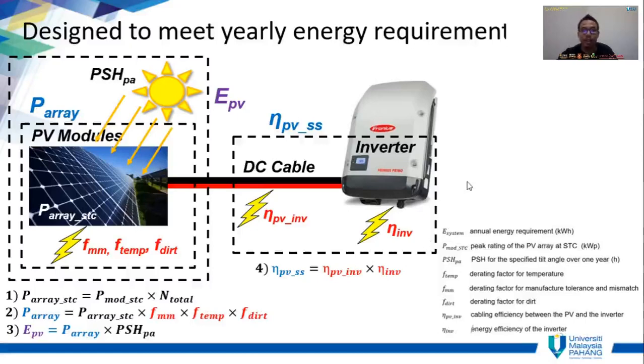And finally, the result, which we call E system, the energy requirement or energy yield, comes from E PV multiplied by the efficiency of PV to SS. This is the total value that we get for the annual energy yield, coming from all the parameters.